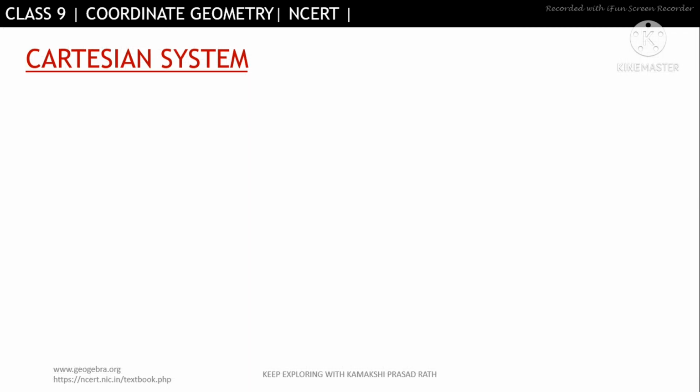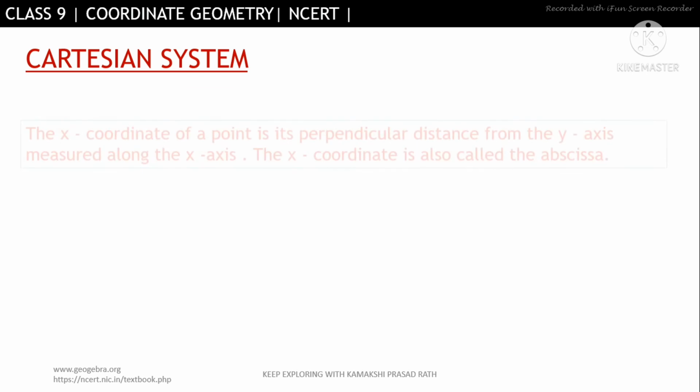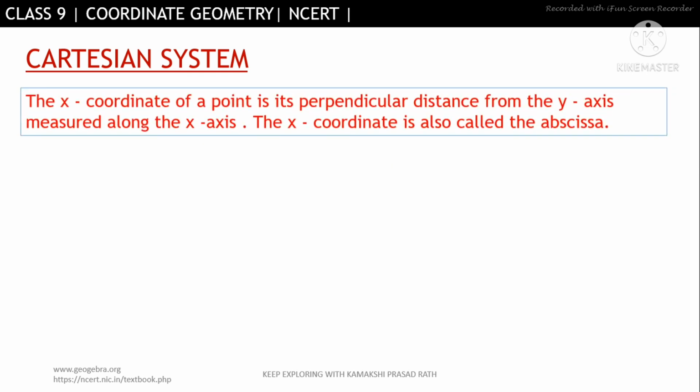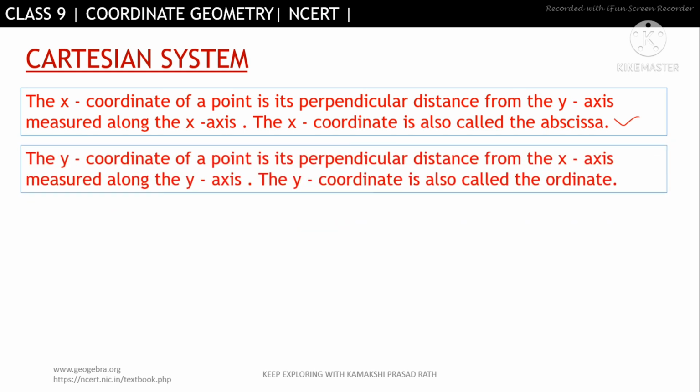Now, in the Cartesian system, what we have seen is, first, the x coordinate of a point is the perpendicular distance from the y-axis measured along the x-axis, and the x-coordinate is called the abscissa. In the same way, the y-coordinate is the perpendicular distance from the x-axis. So remember this one: the y-coordinate means the perpendicular distance from the x-axis measured along the y-axis.